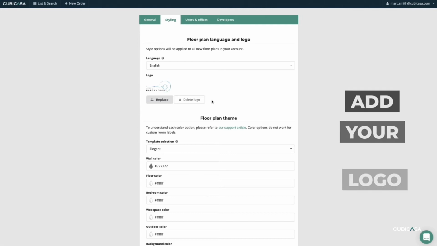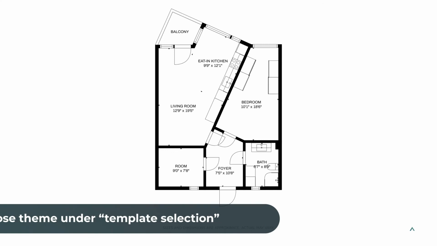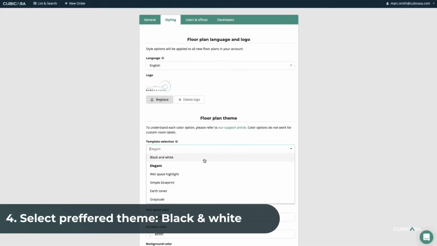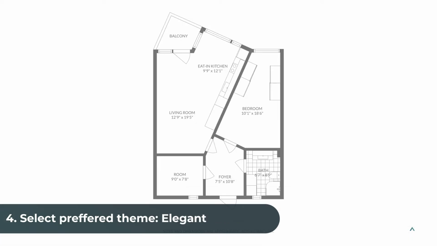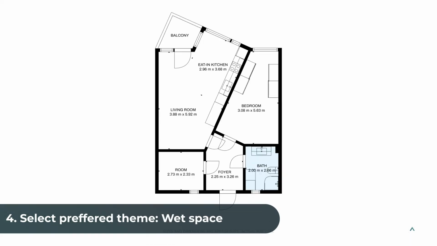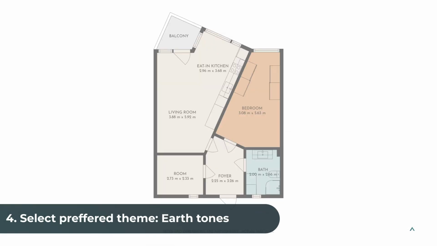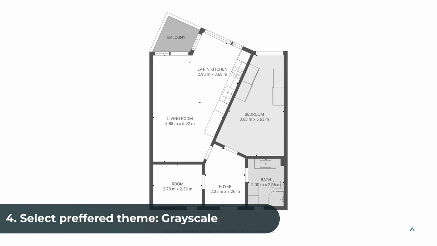And then simply proceed down into the template selections. And you see here that it's the black and white selection, which is very clean and crisp. And then we have the elegant theme, which is very nice as well, very detailed and clean. And then we have the white space. And then we have our blueprint theme. And then the earth tones, which is very nice. And lastly, grayscale.